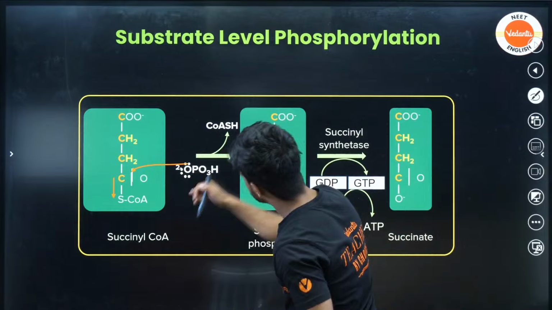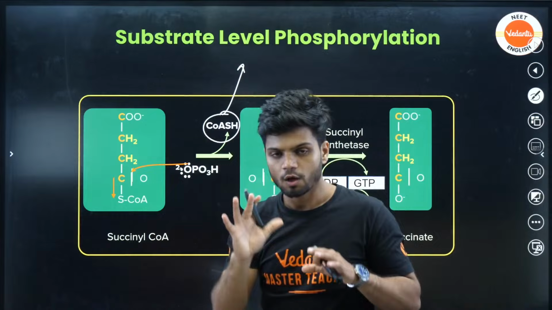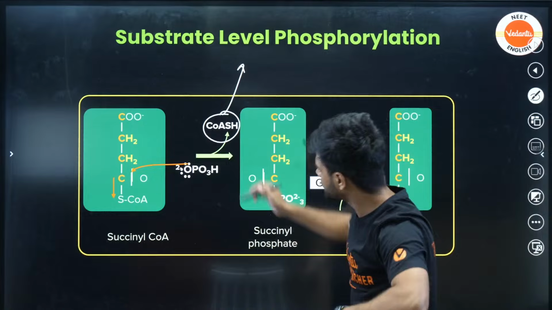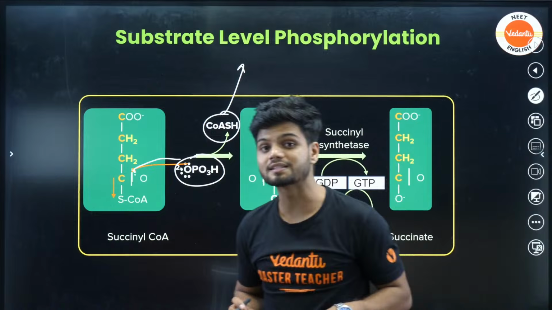This coenzyme A is released outside. When the coenzyme A is released outside, there is a vacant spot here. To that vacant spot, the phosphate will come and attach. What is that? Phosphorylation. That is phosphorylation.